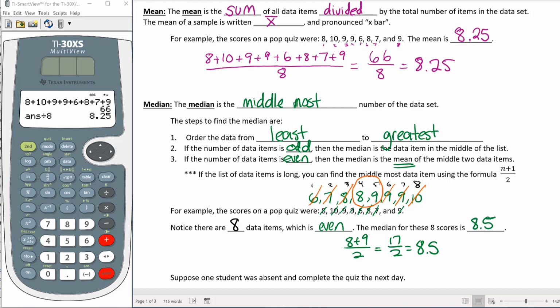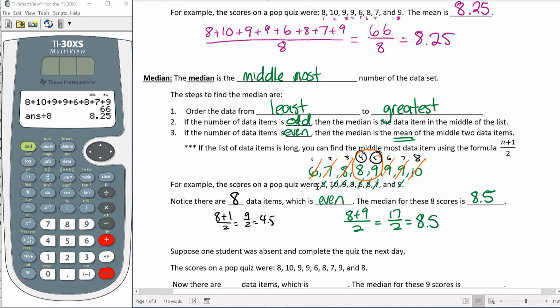Okay. Now another way I could have found 8 and 9, if I use the formula n, which is 8, plus 1 divided by 2, that would be 9 divided by 2, so that's 4.5. So the 4th and 5th data points are going to be the median once you take the mean of them.